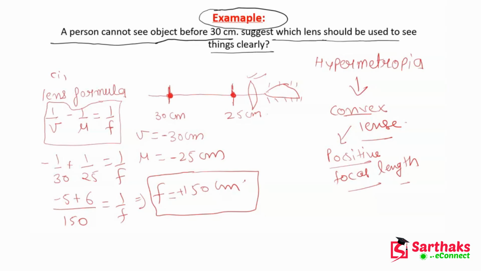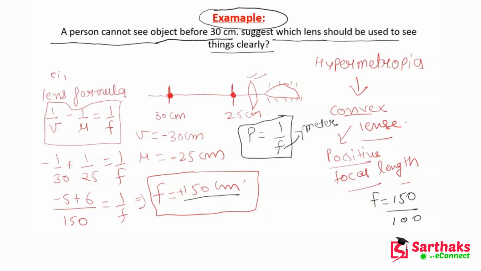Now one thing is to be calculated, and that is power. How can we calculate power? We know this is the formula for calculating power, where f should be in meters. Here f is given in centimeters, so first I will have to convert it to meters. I will simply divide it by 100. So this will give me 15 meters.